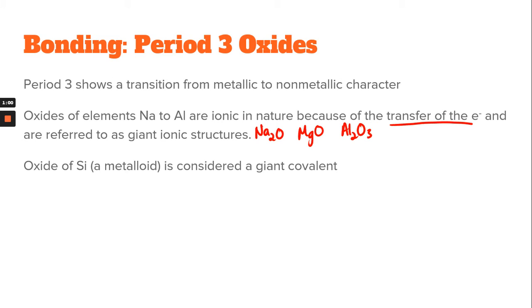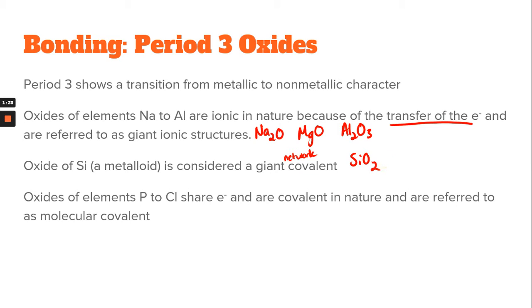The oxide of silicon, being a metalloid, is a giant covalent. Sometimes you might see the word network in there, so giant network covalent. So SiO2 is what it's referring to. That is a giant network covalent. And we'll talk more about that type of bonding in our next unit when we talk about bonding. And then we are switching to the nonmetals. So your phosphorus and your chlorine, they're going to share electrons with the oxygen and therefore are covalent in nature because of that sharing of electrons.